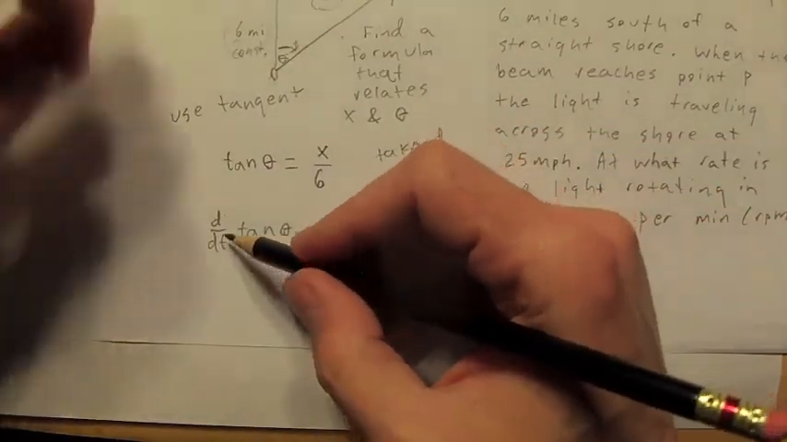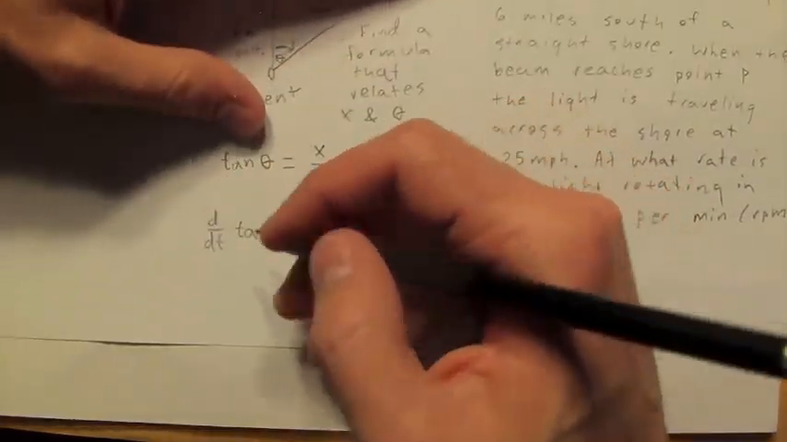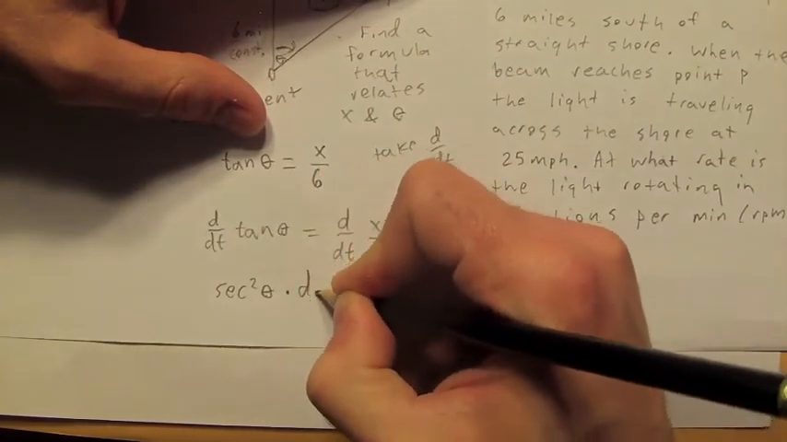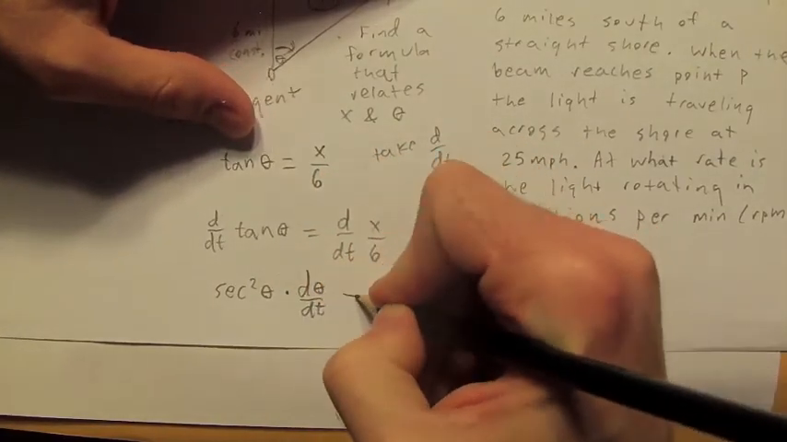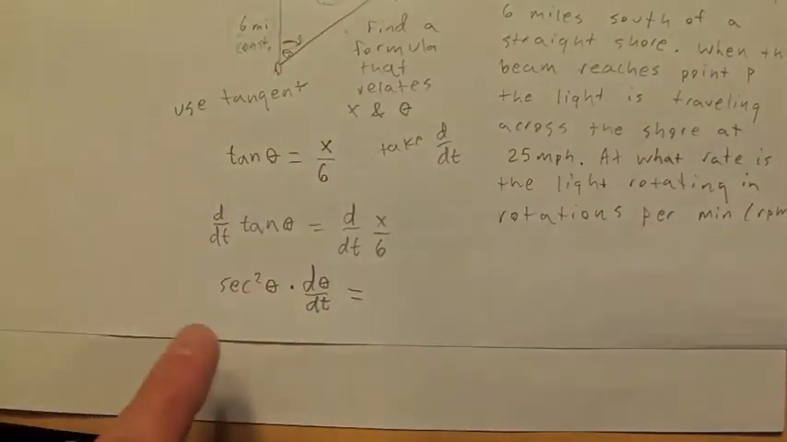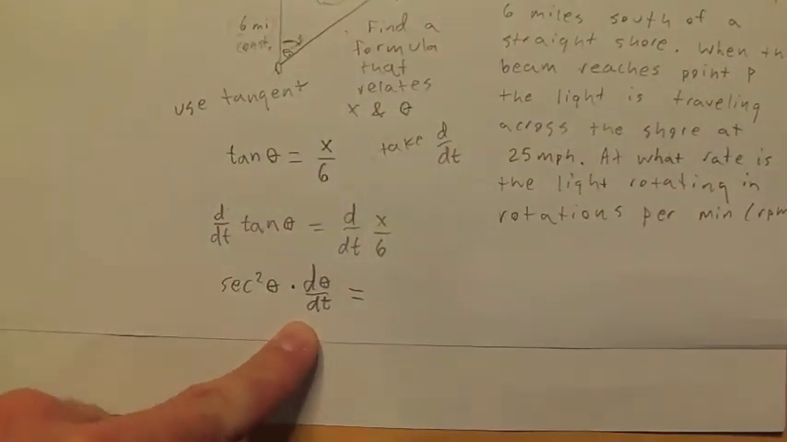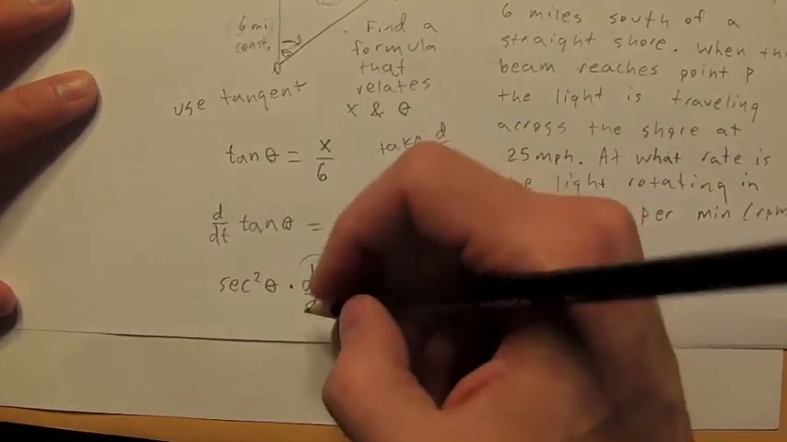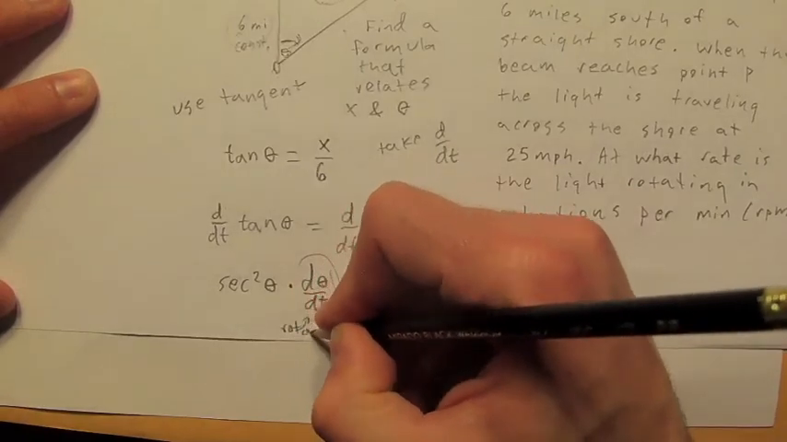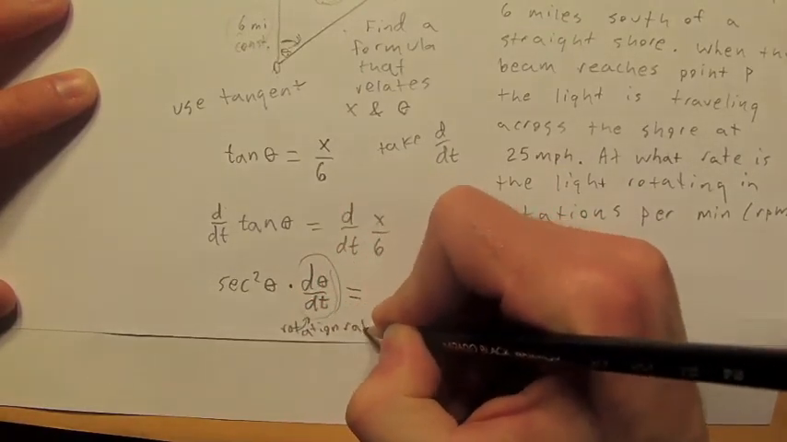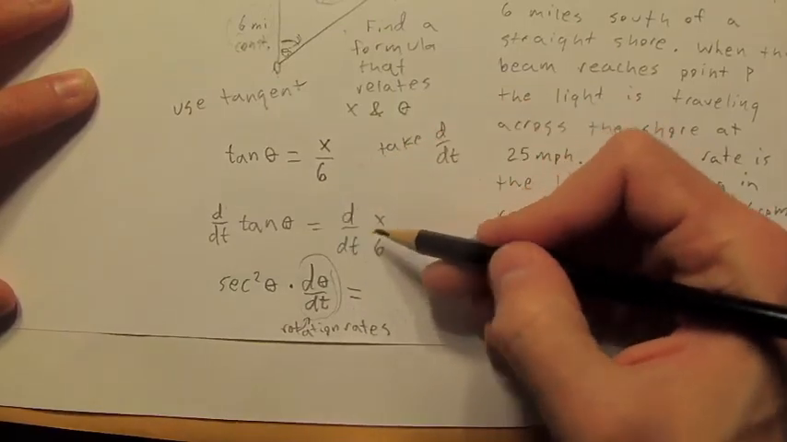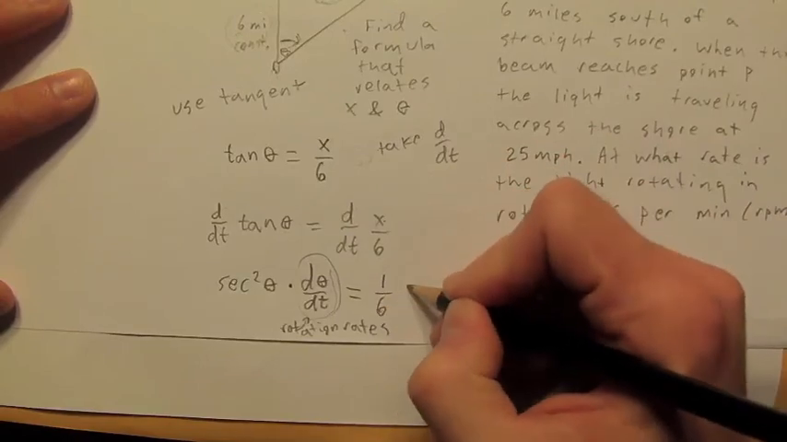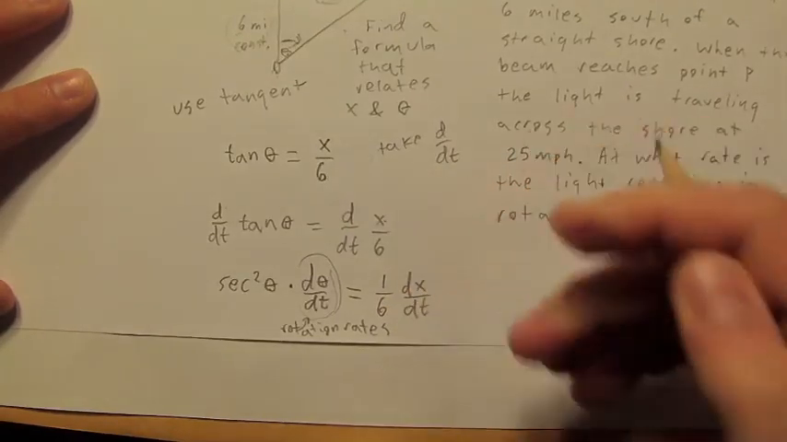And this is actually a pretty simple derivative. Derivative of tangent is secant squared theta times d theta dt. And here's the only difference with related rates dealing with angles. This is where your d theta dt comes about, and that's actually what we're looking for. So this is where our rotation rates come from. And then the derivative with respect to t of x over 6, well, that's just 1/6 times x, so that's just going to be 1/6 dx dt.